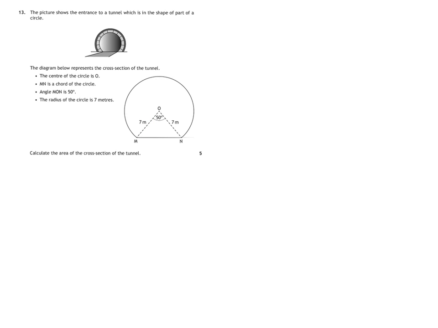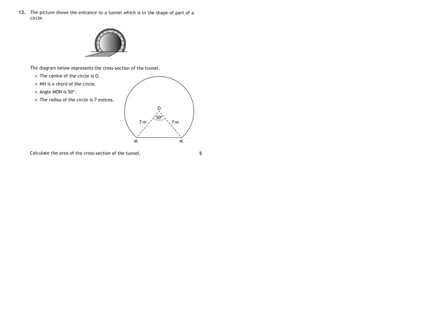So the picture shows the entrance of a tunnel which is in the shape of part of a circle. The diagram below represents a cross-section of the tunnel. The centre of the circle is O. MN is the chord of the circle. Angle MON is 50 degrees, and the radius of the circle is 7 meters. We've got to calculate the cross-section area of the tunnel.